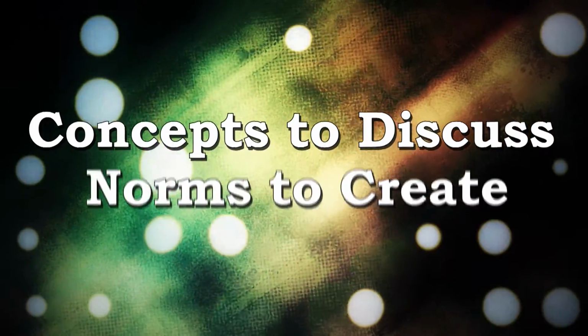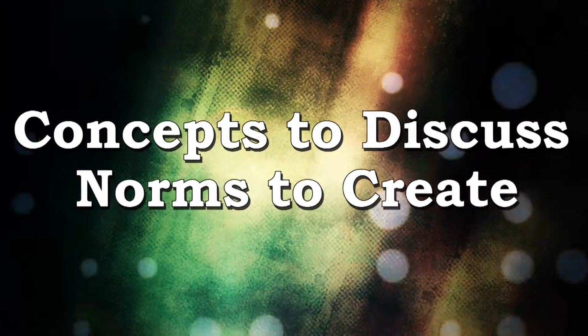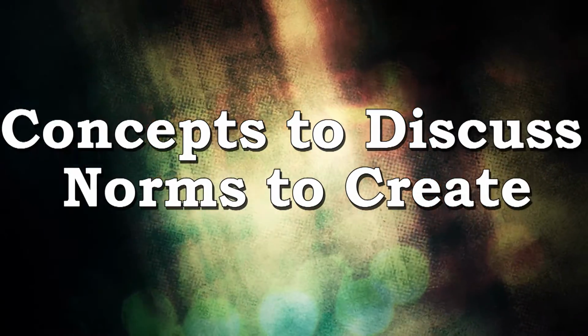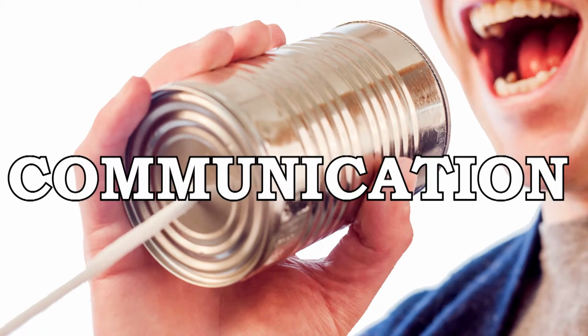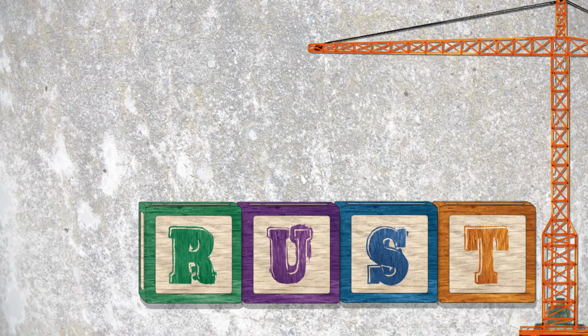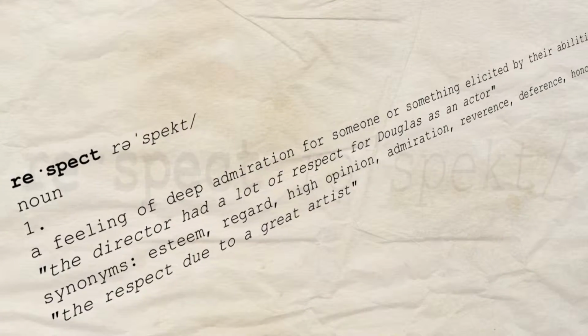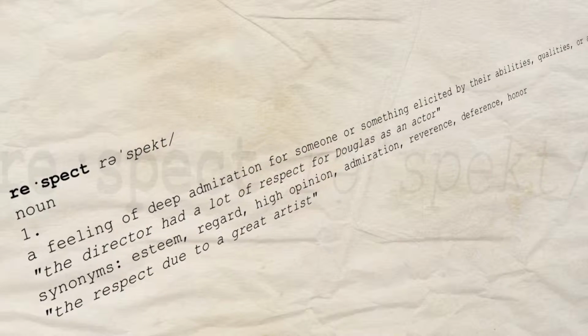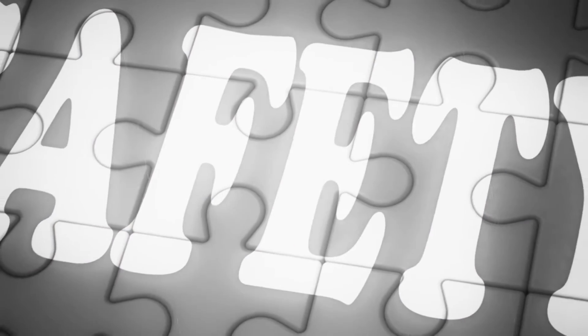Concepts to discuss and norms to create for an inclusive classroom can include, but are not limited to: 1. Communication. Raising hands, taking turns during discussion. What about using cell phones? 2. Trust. What can and can't leave the classroom after a discussion? 3. Respect. How does everyone treat each other in the classroom, both students and faculty? 4. Listening. How to actively listen to one another. 5. Safety. What makes a classroom safe for everyone?